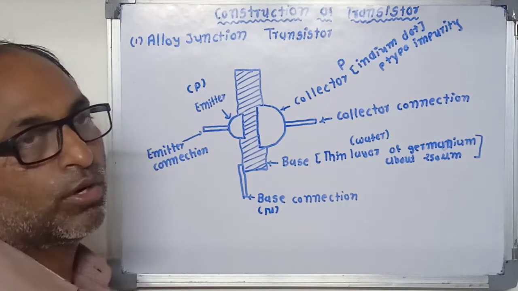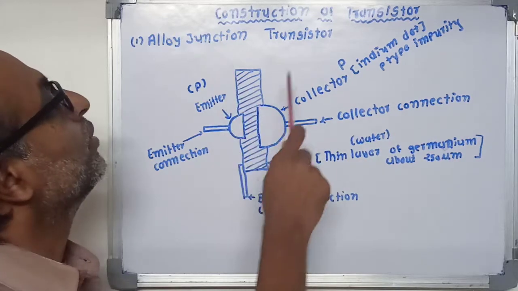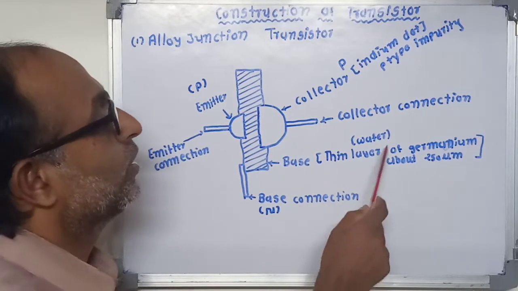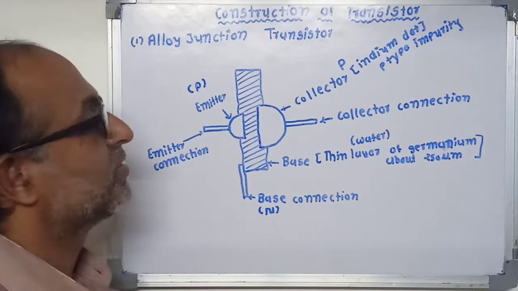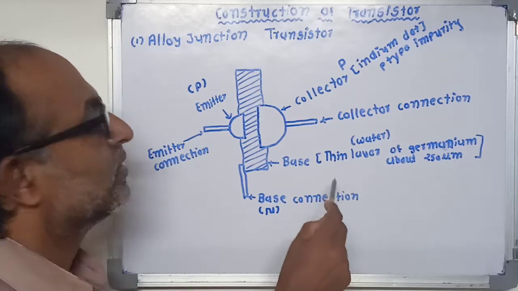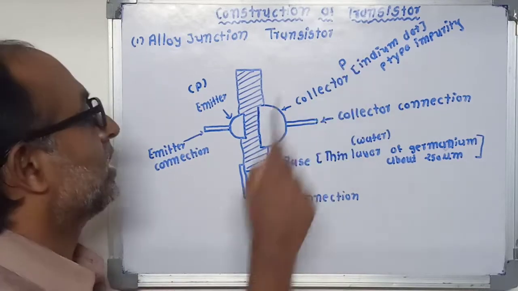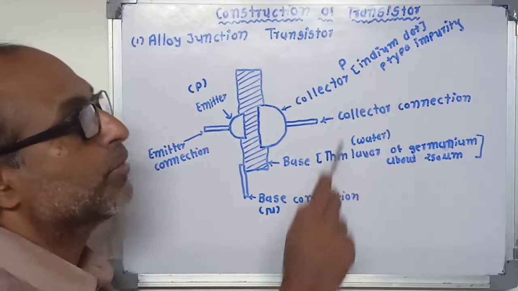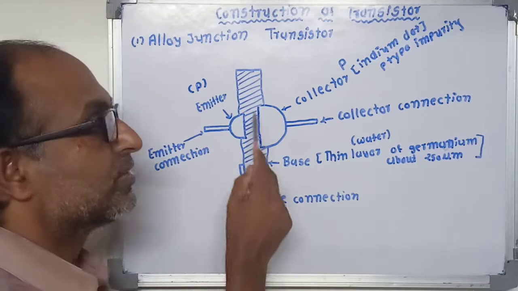The formation method of making an alloy junction PNP transistor is shown in this figure. A thin layer of germanium, about 250 micrometer crystal wafer, is taken. Now this thin layer is lightly doped, which acts as the base of the transistor. Now indium dots, that means p-type impurities, are taken on both sides of this wafer and it is heated.